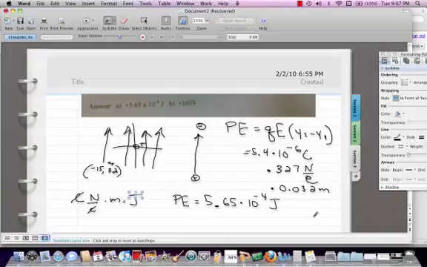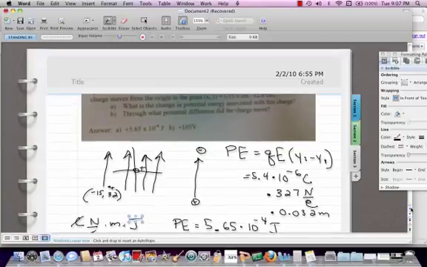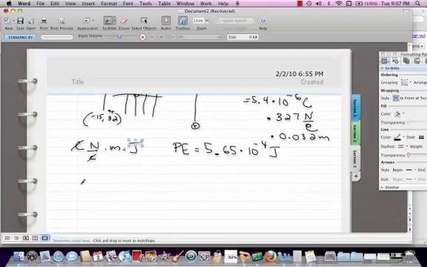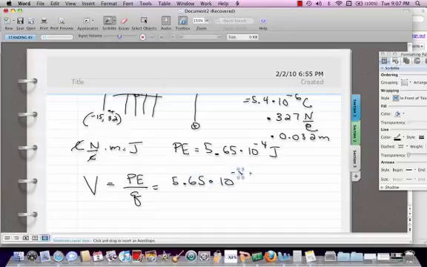Okay, now part B is asking through what potential difference did the charge move? So to find the potential difference, I need to take the potential energy divided by the charge. So remember that potential difference is potential energy per charge. This was the charge that was involved, so I need to divide by that to get the energy per charge. So I'm going to have this PE, 5.65 times 10 to the minus 4 joules divided by my charge, which is 5.4 times 10 to the minus 6 coulombs.